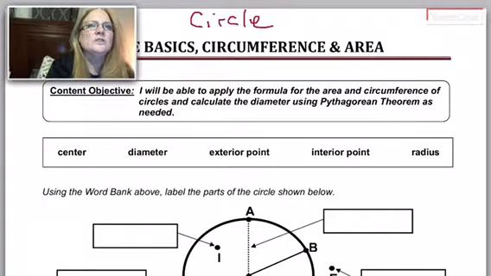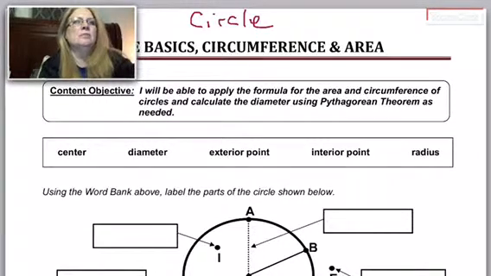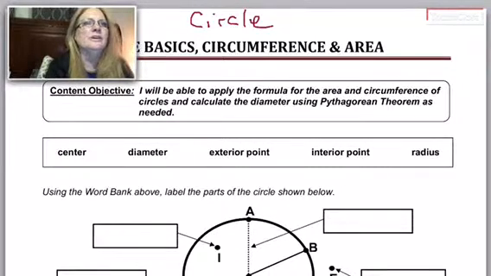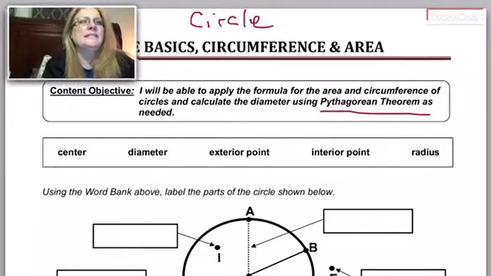Okay, this video is circle basics, and we're going to find the circumference and area of circles. Objective: we'll apply the formula for area and circumference of circles and calculate the diameter using the Pythagorean theorem as needed.